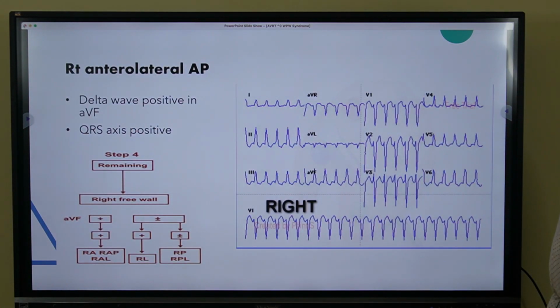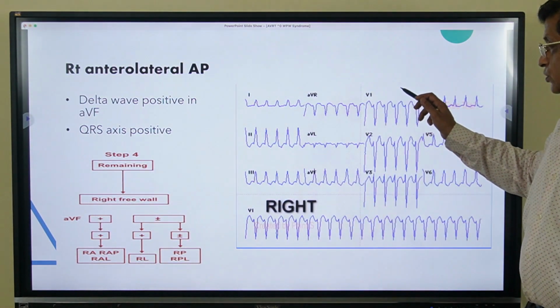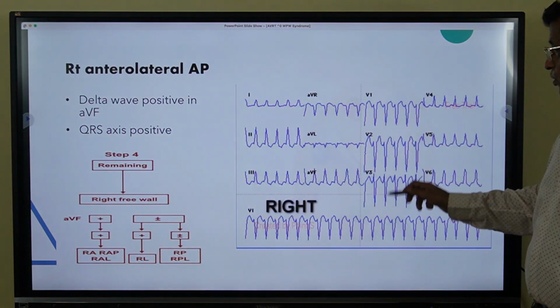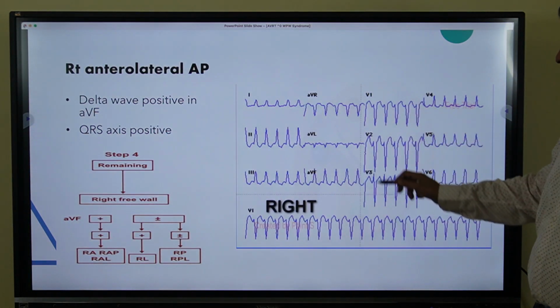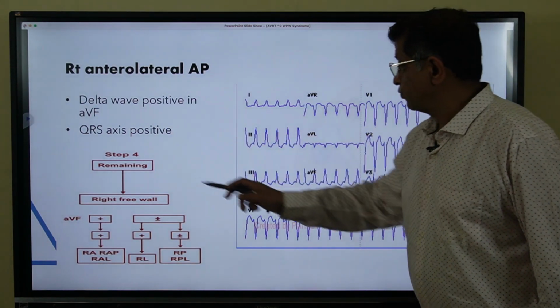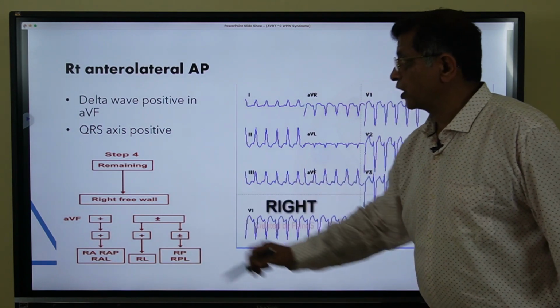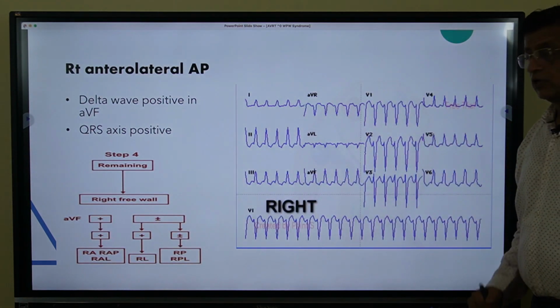Right anterolateral pathway: the delta wave is positive in aVF, and because this is a right-sided pathway, V1, V2, V3 all show negative delta waves and QRS complexes. The QRS axis is positive and the delta wave is positive in aVF. So using this algorithm also you can come to know that this is a right anterolateral pathway.